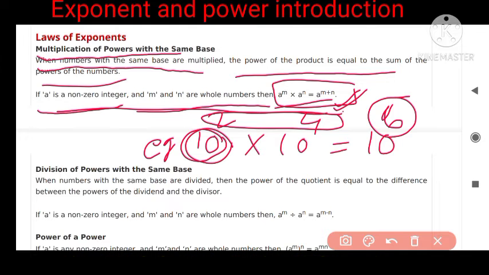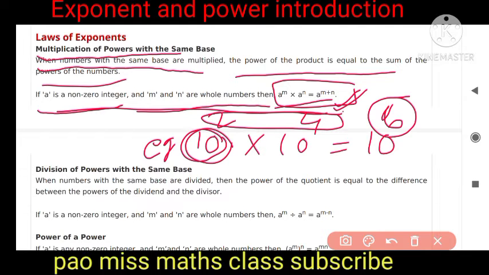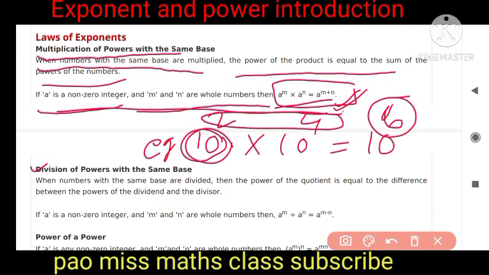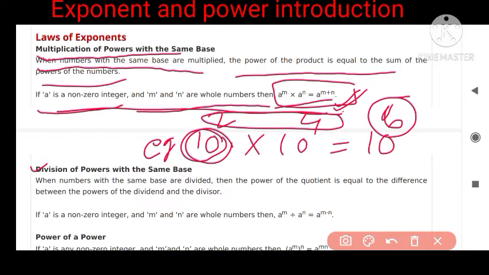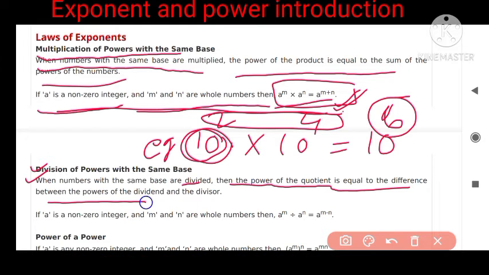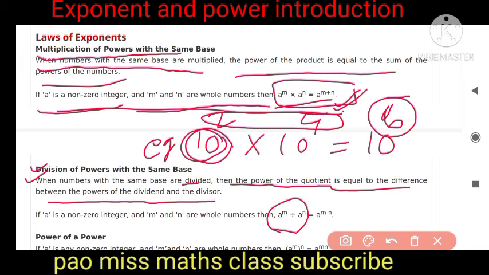Now the next law of exponents: division of powers with the same base. If they are multiplied, then what we did with the power, we did plus, isn't it? So suppose they are not multiplied but divided. When numbers with the same base are divided, then the power of the quotient is equal to the difference between the power of the dividend and the divisor. Power of the dividend and the divisor means you have to do minus.